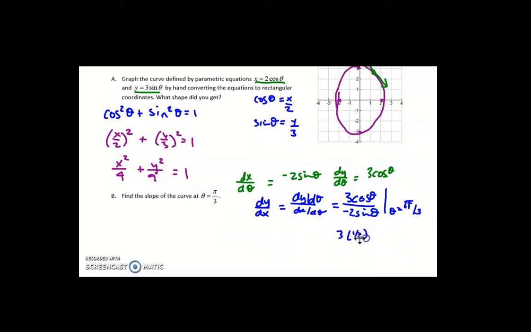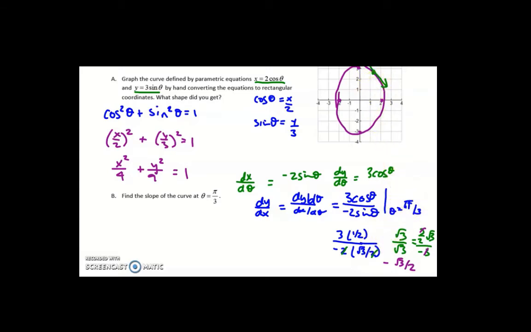So we have 3 times 1/2. And we know that sine of pi over 3 is the square root of 3 over 2. So in our denominator, this 2 and this 2 can cancel. And I'm going to rationalize by multiplying by rad 3 over rad 3. So in my numerator, I'll have 3/2 rad 3, and my denominator, I am just going to have a negative 3. So nicely, the 3's will cancel, and my final answer will be the negative square root of 3 over 2. Thankfully, it's negative, just like I thought it would be looking at the graph of my ellipse.